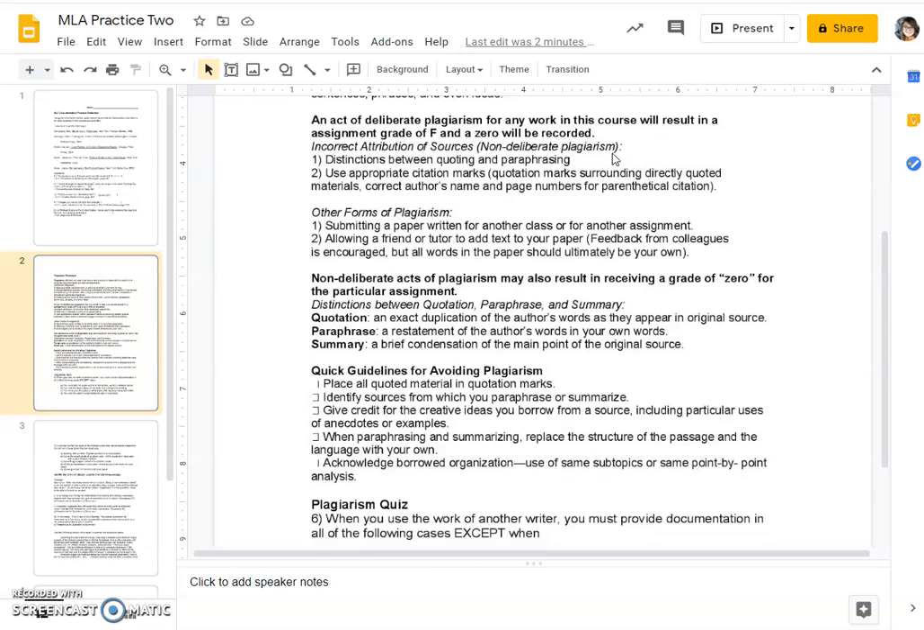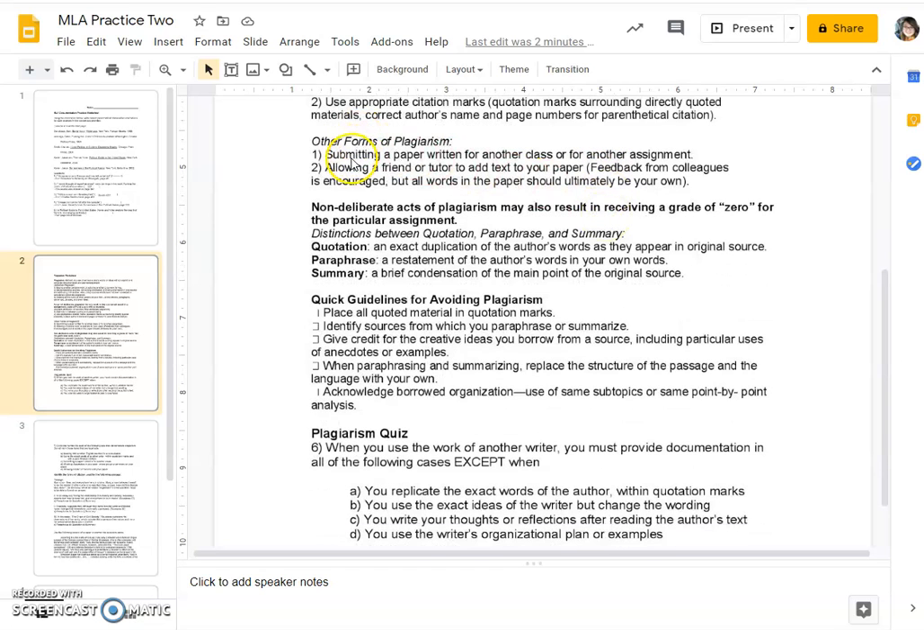But if you don't choose to do that, then you just take your 0. Other forms of plagiarism would be submitting a paper written for another class or for another assignment. That's called self-plagiarism. So you have a paper, it's already been written, you don't want to go through and do the work again, so you just submit something you've already done in the past. That's self-plagiarism. And you can't do that.